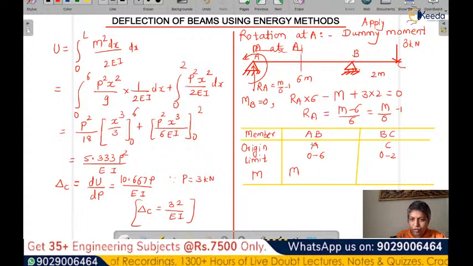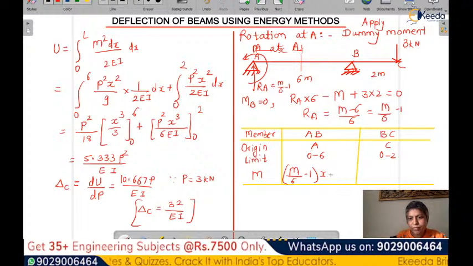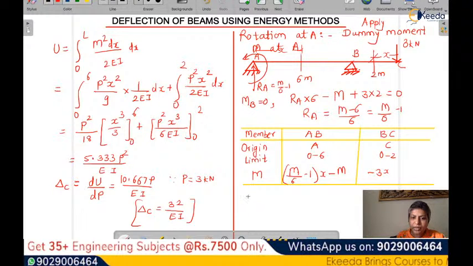So we want to see what is the moment at AB portion. So that RA into X distance will come. So M by 6 minus 1 into X. And again this moment is there, minus M. Okay. And for this particular part, when you consider moment at any distance X, it will be minus 3 into X. So once you get the equation, then again in the similar way substitute the answer.